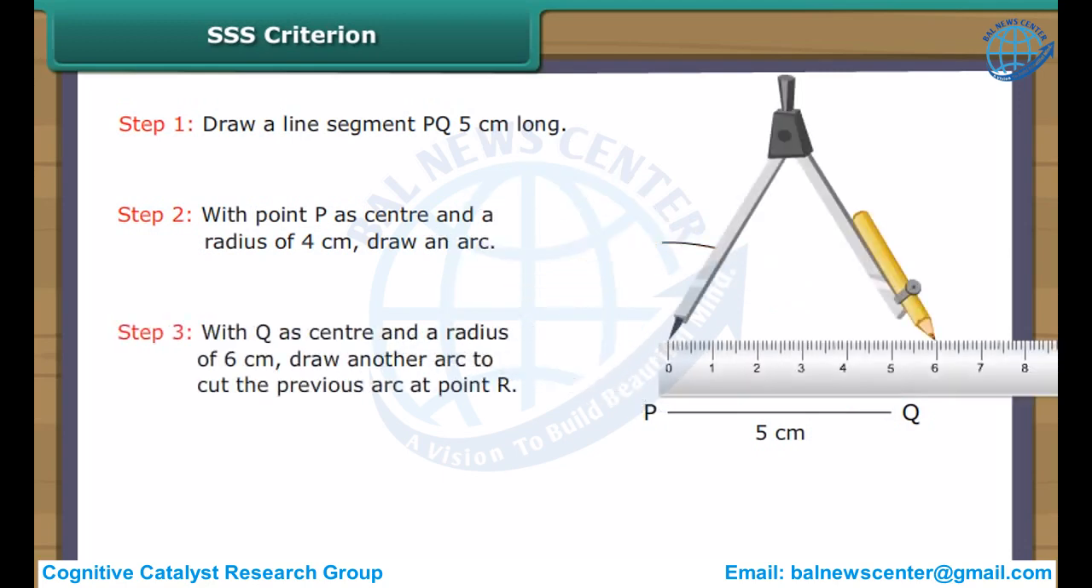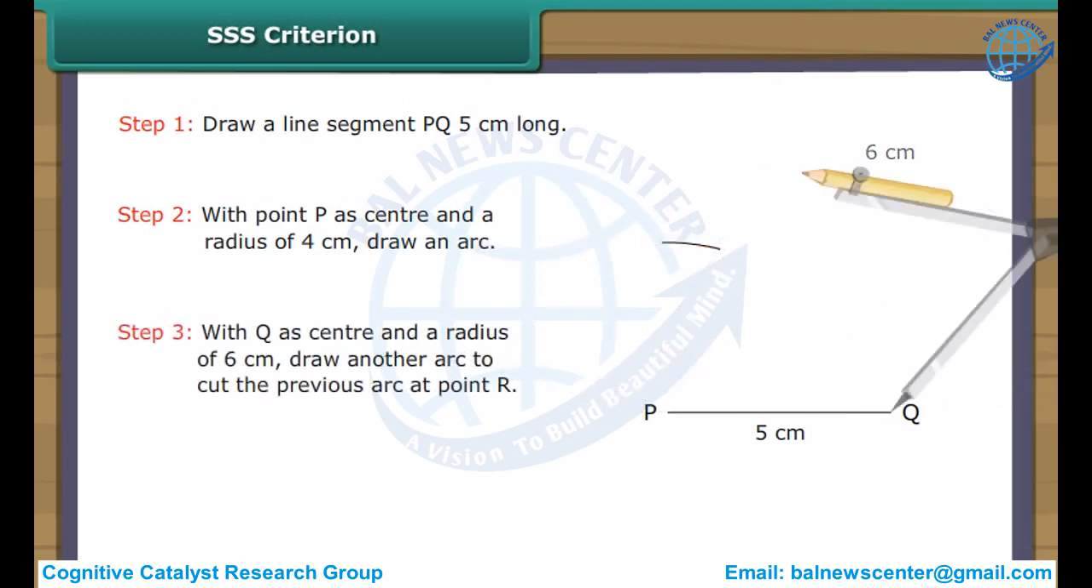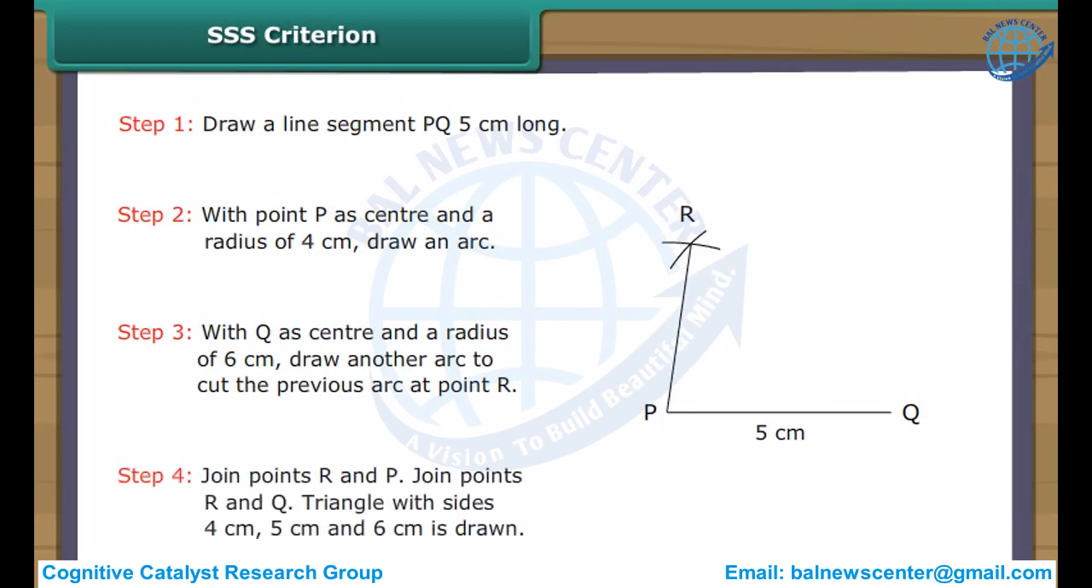With Q as center and a radius of 6 cm, draw another arc to cut the previous arc at point R. Join points R and P. Join points R and Q. Triangle with sides 4 cm, 5 cm, and 6 cm is drawn.